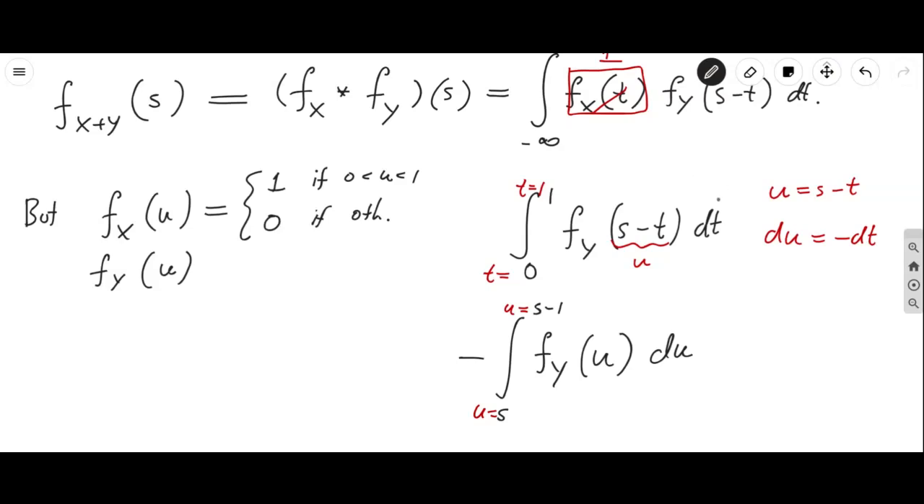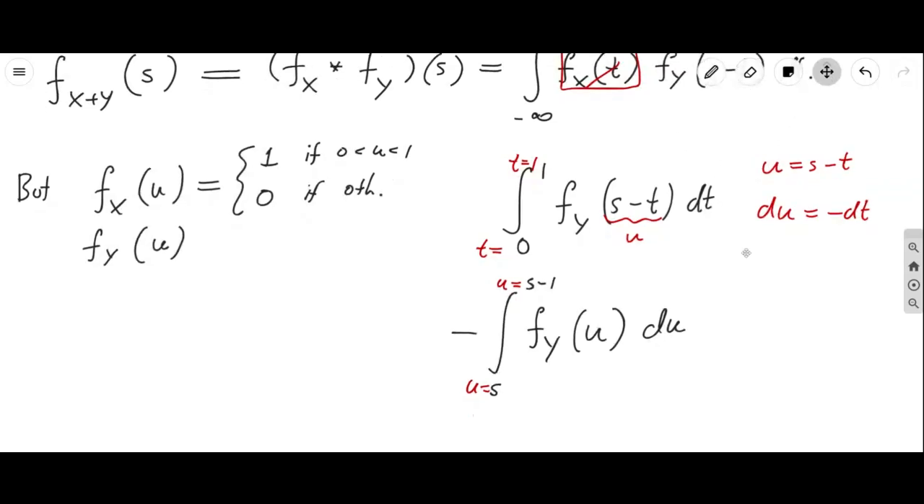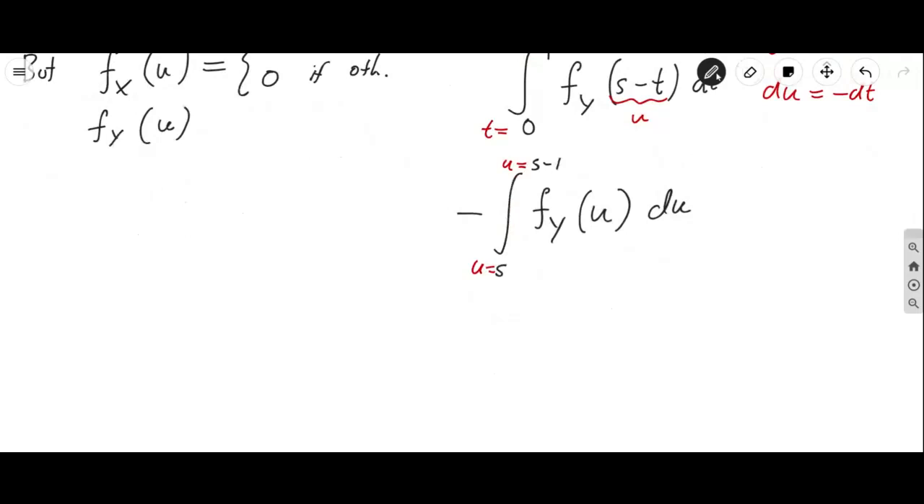So there we go. That's what we get. And then we can absorb the negative sign into the integral. And we have to calculate the integral from s minus 1 to s of f_Y(u) du. Now, it would be very helpful to draw the picture of this PDF function.